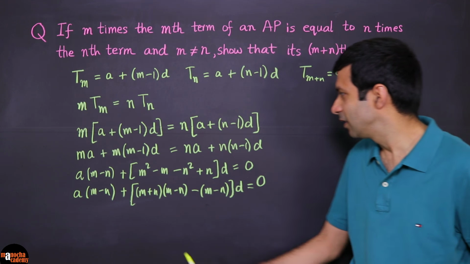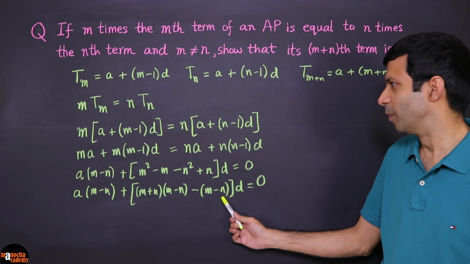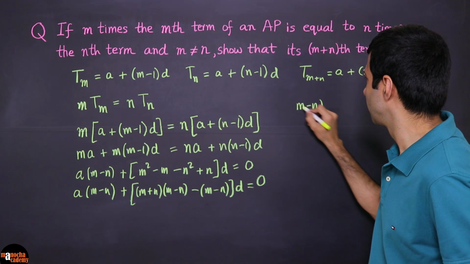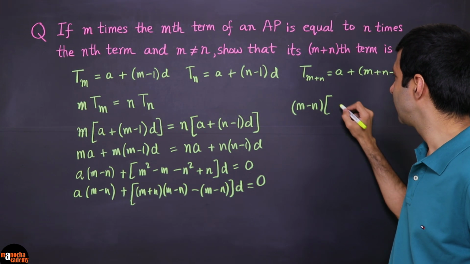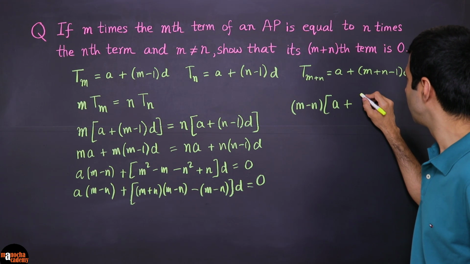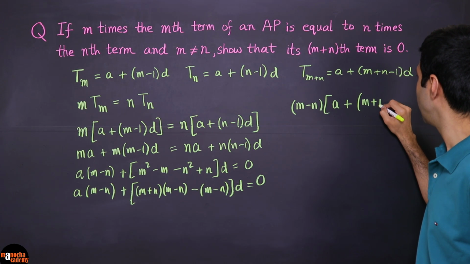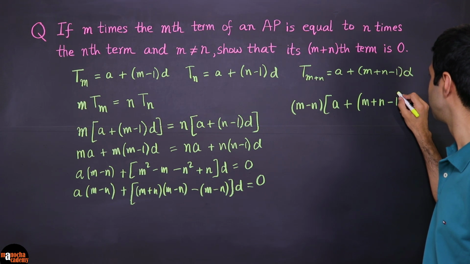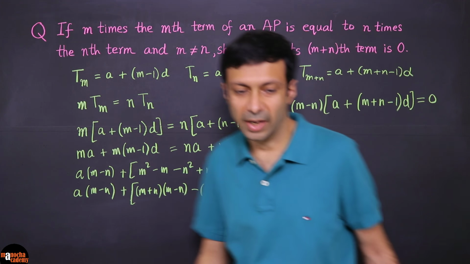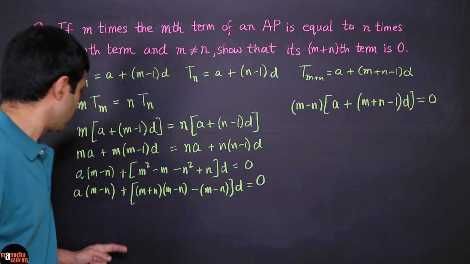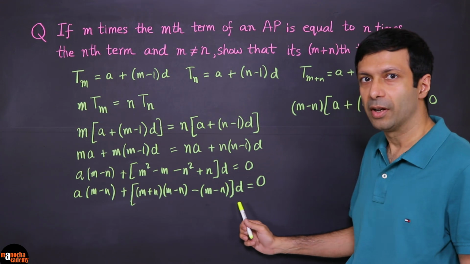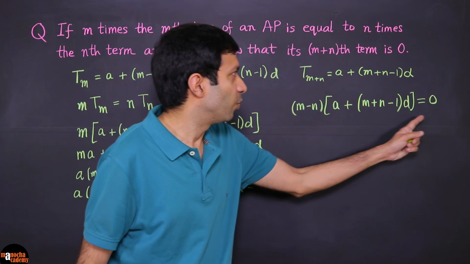So now can you see that the m minus n is in common, right? So let's take that out here. And we are going to get a plus, and what are we left with if you take m minus n common? It's going to be m plus n minus 1 into d equals 0, right? So just take a look at this. So you can compare this equation, the one we have here, right? Just by grouping this, we'll get this.